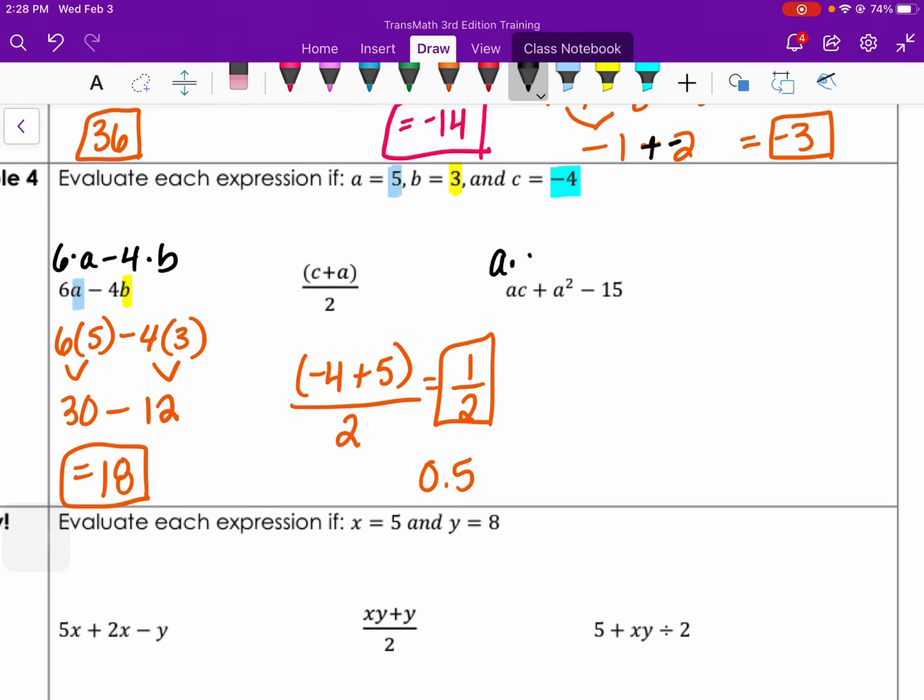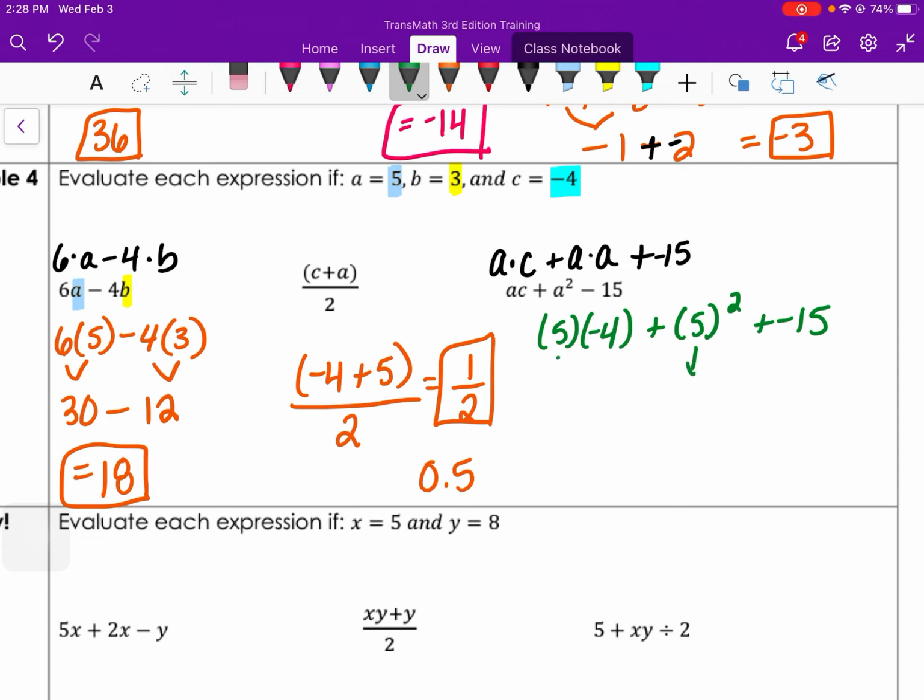Okay, so AC is going to be A times C, plus then A squared will really mean A times A, and then minus 15 will be plus -15. So A times C, A is 5, C is -4, plus A squared, so plus 5 squared, and then plus negative 15.